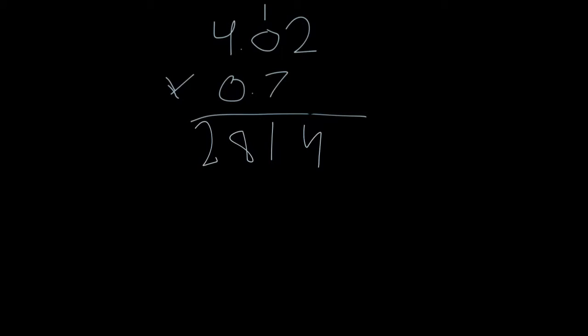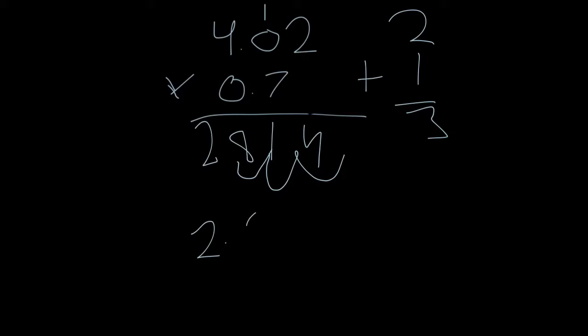Now, you would add how many decimal places there are. So, 2 plus 1 equals 3. 1, 2, 3, which leaves us 2.814.